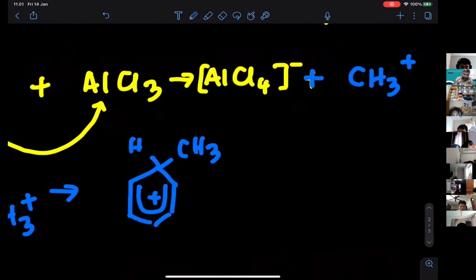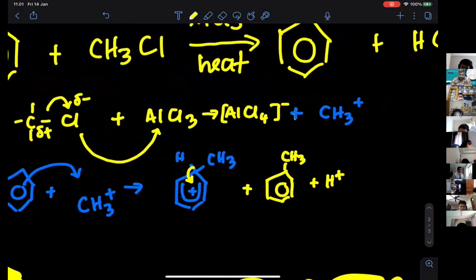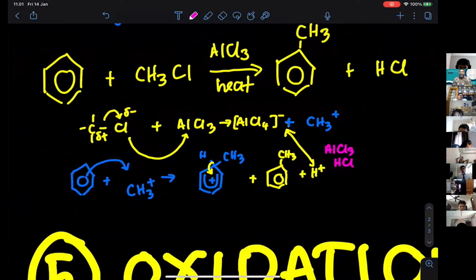Next, the electrons from here, the two electrons, will come over here. And you are going to get the methylbenzene, and then H plus. You can leave it over there, or if you want to show, they will react with this also. When they react, they are going to give you AlCl3 and HCl. So this is the mechanism for this reaction.